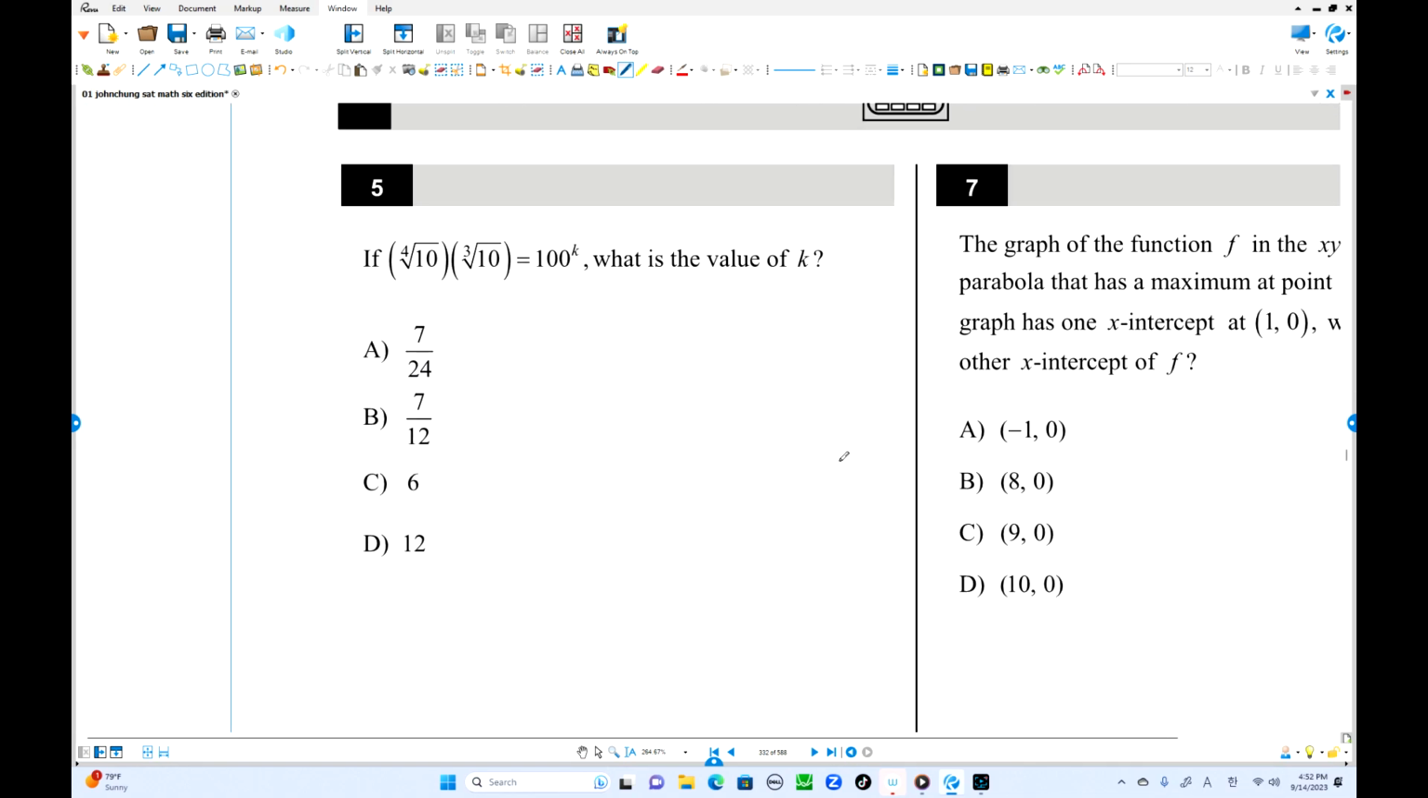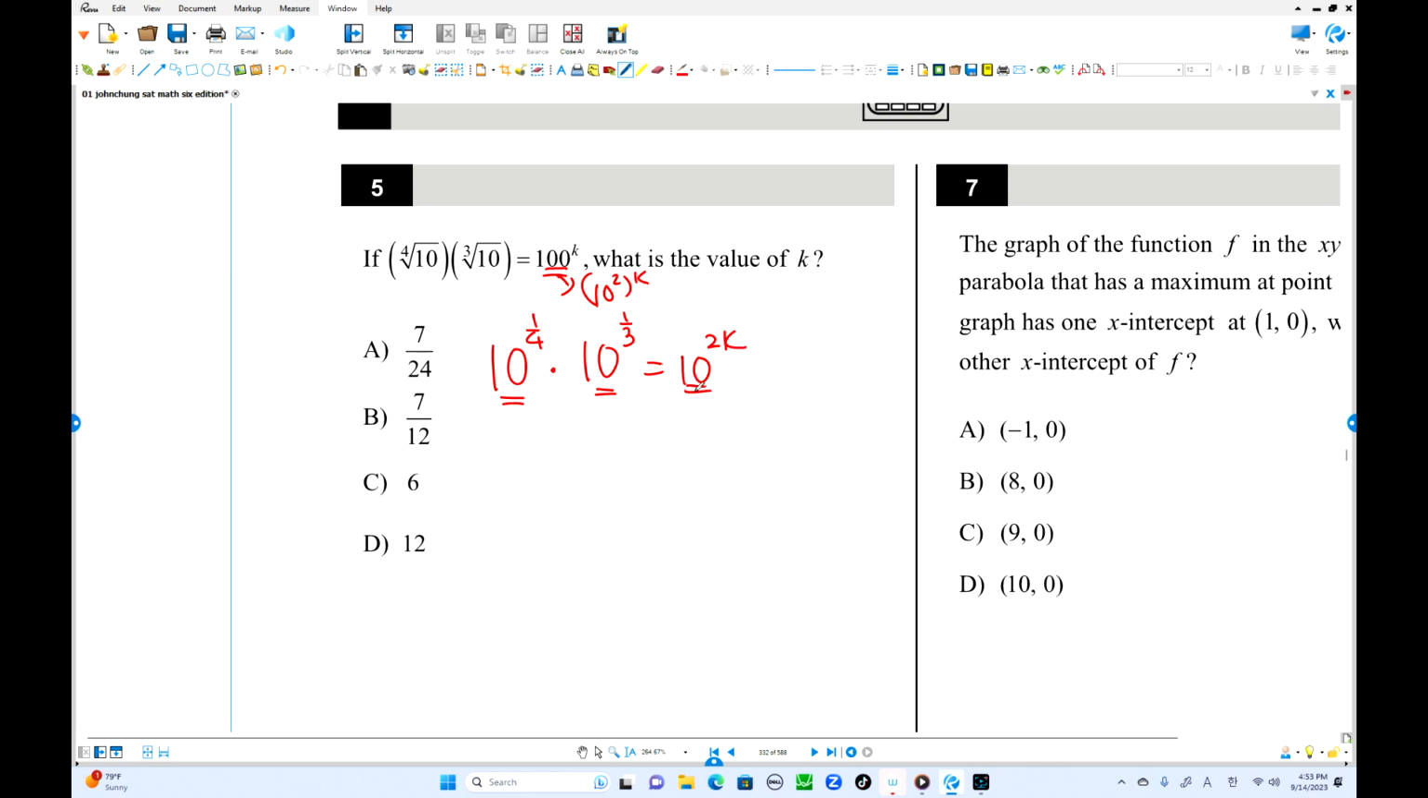Number 5. This radical form is better expressed in exponent form, okay? The first one is 10 to the 1/4. The second one is 10 to the 1/3. Okay, I'm going to use a common base number, which is 10, okay? So this is 10 squared to the k. So it is what? 10 to the 2k, isn't it?